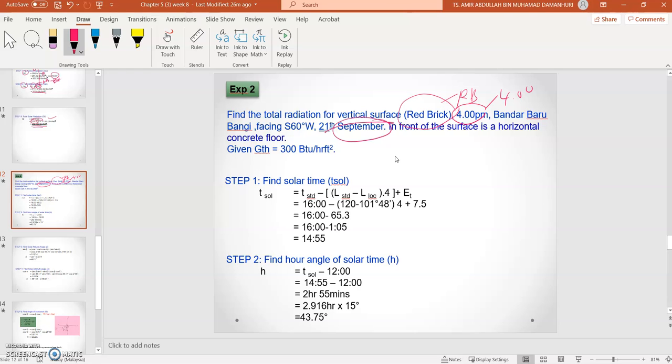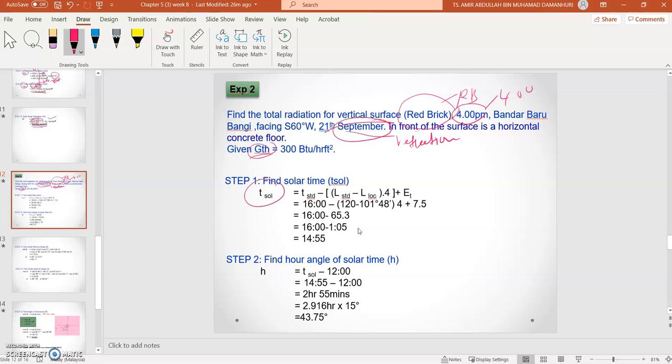In front of the surface is a horizontal concrete floor, so this question will refer to reflection. Since it is given as a horizontal concrete floor, the GTH is also given here: 1500 BTU/hour/feet square. So we have to find the solar time, the same as previously.